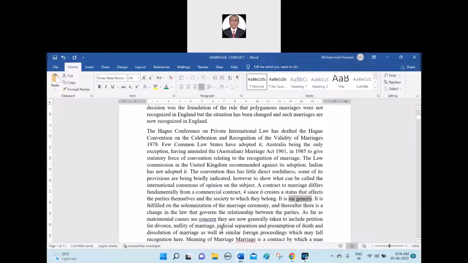So marriage is sui generis, each one having its own type of marriage. It is fulfilled on the solemnization of the marriage ceremony. In India also, the Christian Marriage Act is there. If you want to solemnize the marriage, you have to give notice to the father in charge, recognized by the government, and he will put the notice on the notice board in a conspicuous place that so and so is going to marry so and so. If anybody has any objection, please bring it to our notice. Is such a notice given in Tanzania? Yes, in any church.